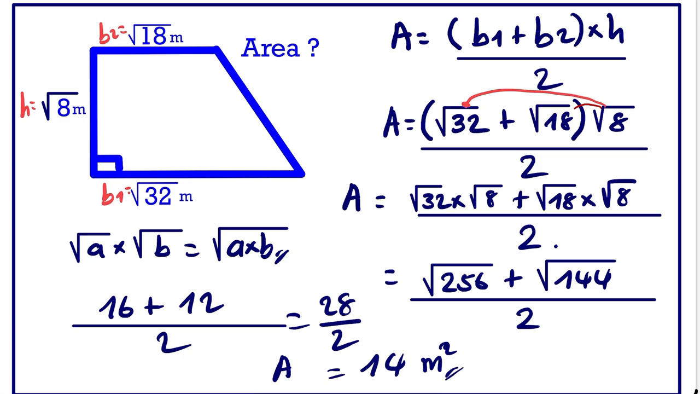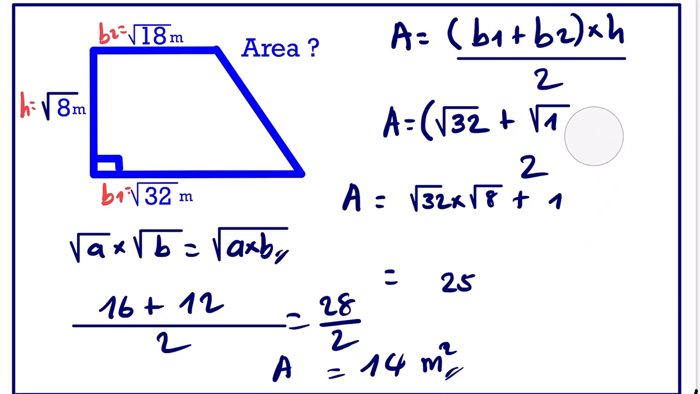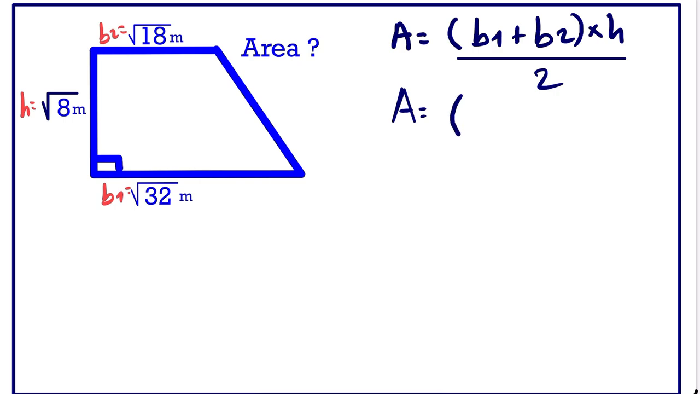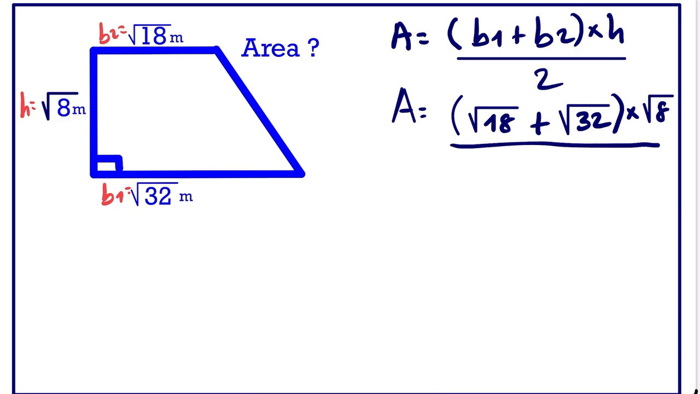There are some questions in which you're not going to have a perfect root when you multiply them. So let us look at another method of solving this question. For the second method, we are going to work out the bracket first. Here we have base 2, root 18, plus base 1, which is root 32, times the height, which is root 8, all divided by 2.